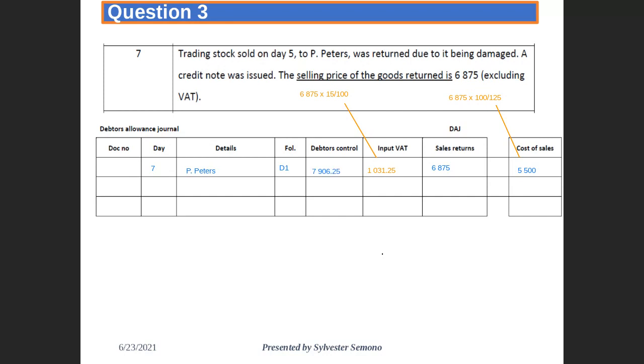This is what you do. Can you see now? And then again, for the sake of simplicity, we can just do this. It's up to you. You can say 6875 plus 1031.25. That's what we did. So please just make sure that you go through this. Not that difficult at all. Let me see if everyone understands.